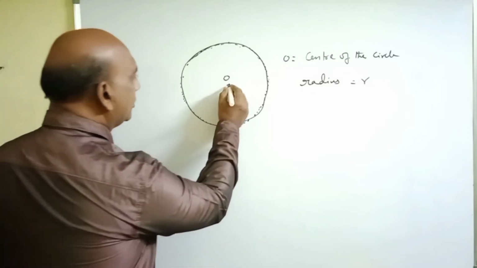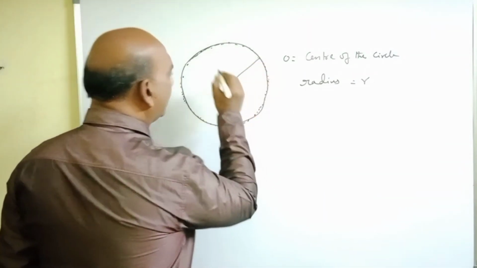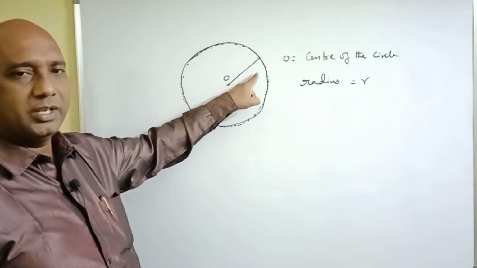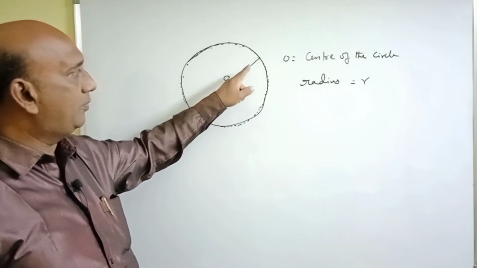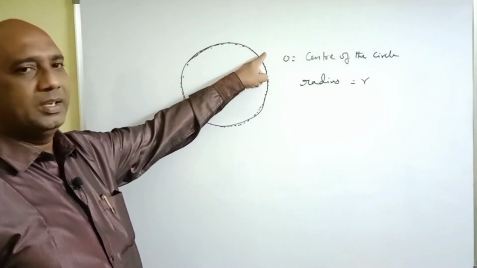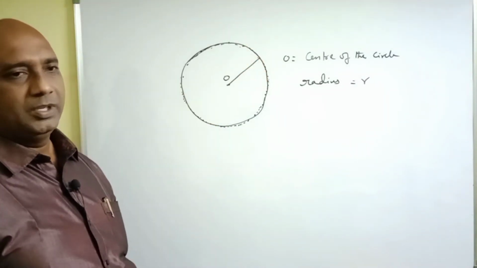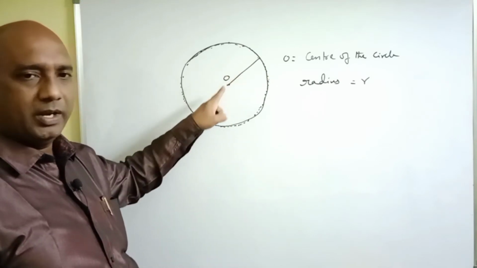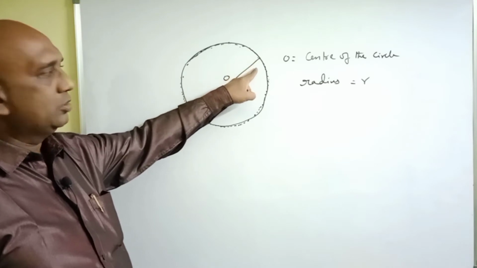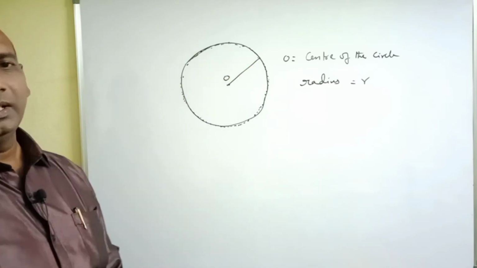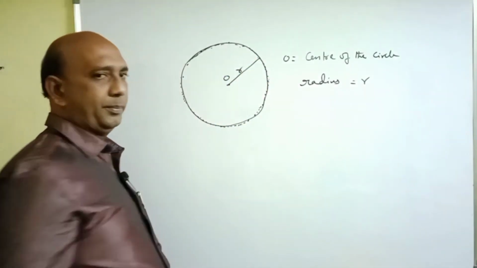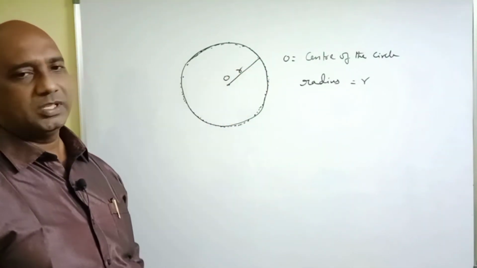So, if you join the center to any point on the circle with a line segment, this is the line segment formed by joining the center of the circle to any point of the circle. This line segment is called the radius. It is denoted by R. So, this is the radius of the circle.